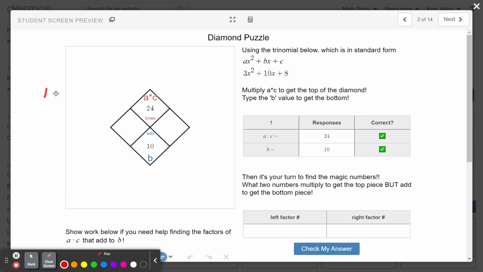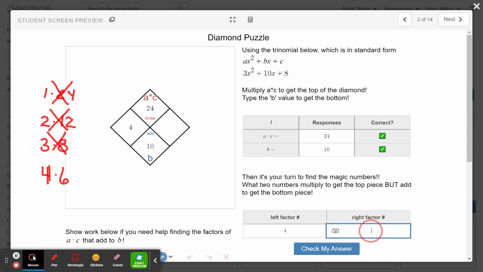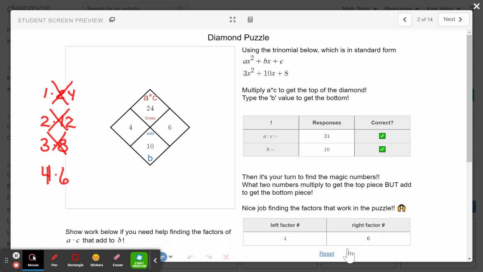So I recommend writing your list down. 1 times 24 doesn't work because that adds to 25. 2 times 12 doesn't work because it adds to 14. 3 and 8 does not work because that adds to 11. However, 4 and 6 work because 4 times 6 is 24 and add to get 10. So we can check our answer and we know that we did it right.